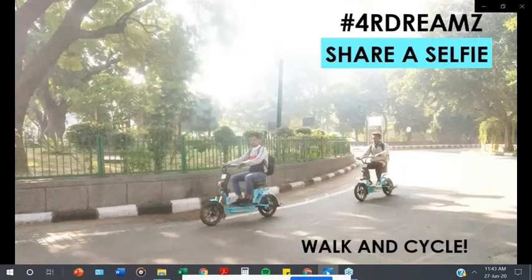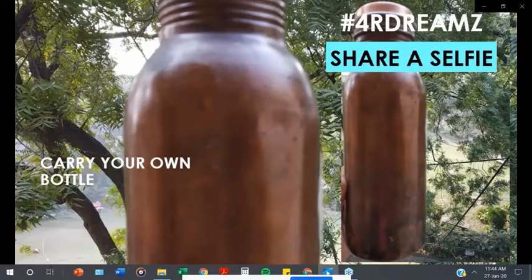Try and use as much of non-motorized transport and walking and cycling as much as you can. These kind of electric scooters are also available now. But remember, your electric vehicles are only as green as the source of energy. Carry your own bottle and avoid using plastic bottles.